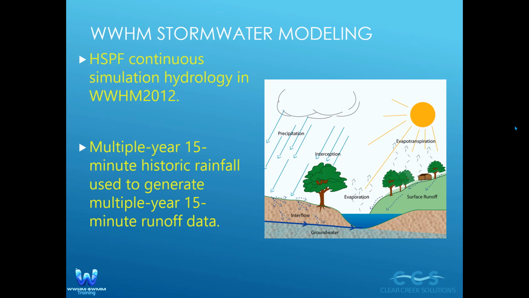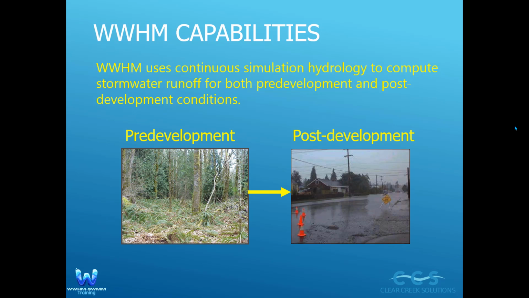And so HSPF continuous simulation is what's used in WWHM 2012. And as I said before, it's using multiple year 15-minute historic rainfall data to generate that runoff data. And that is the engine that's being used in WWHM-SWM. Now, of course, it's going to depend on the location that you're using WWHM-SWM in, but for most who are using it in Western Washington, it's going to rely on that principle, the same thing that you're going to see in WWHM 2012. So what's really brilliant is, if you're a WWHM 2012 user, you're going to easily transition to WWHM-SWM. It's going to be no problem because you're familiar with how that works.